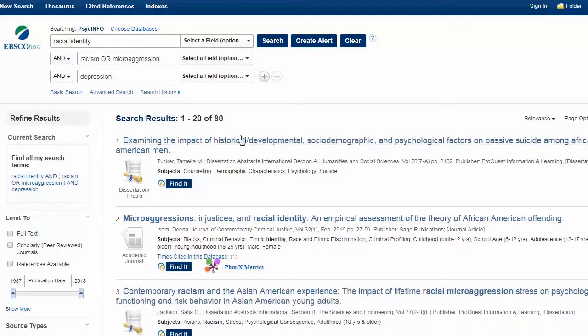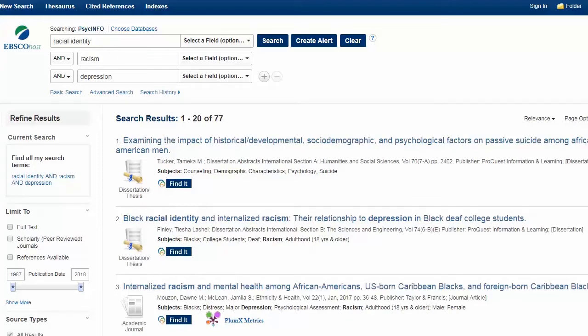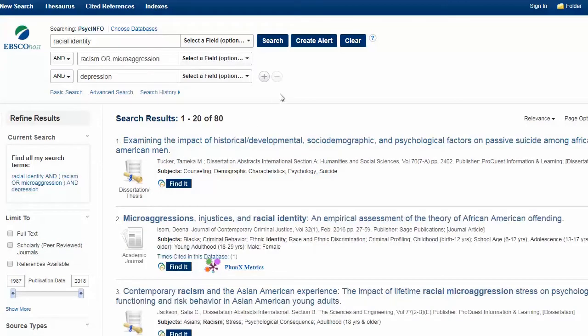Now importantly, you'll notice that I've only got 80 results here, but I've got 13 here and 77 here, so that's 90 results. So what this is also doing is deduplicating duplicate results. Instead of having to sort through those two lists and note that there's going to be 10 that cross over between the two, the database is going to take care of that for you. It's a really powerful way to deal with related terms and especially synonyms, because it saves you time and it saves you work.